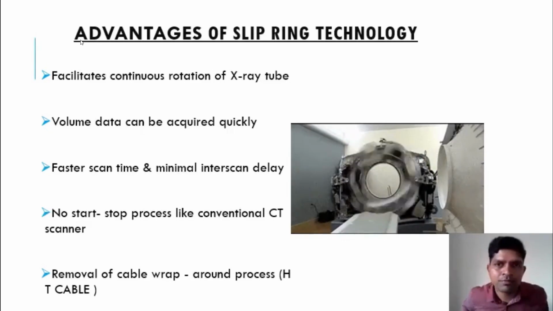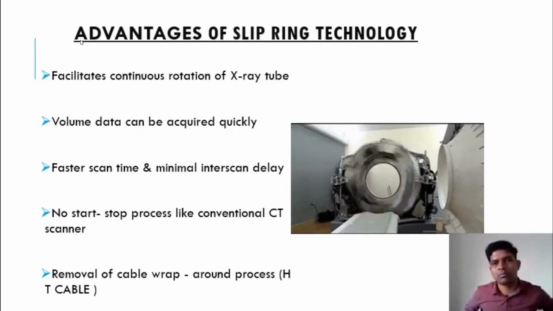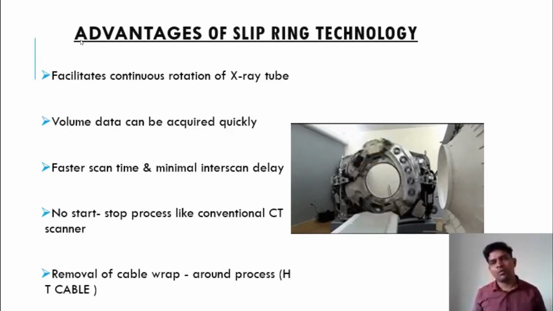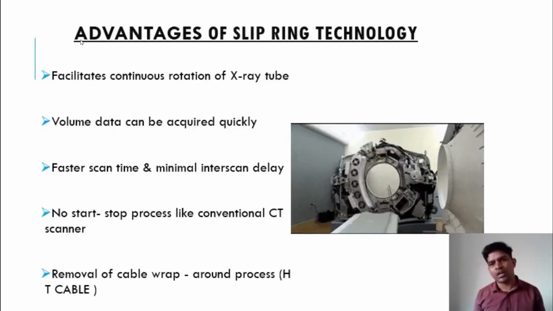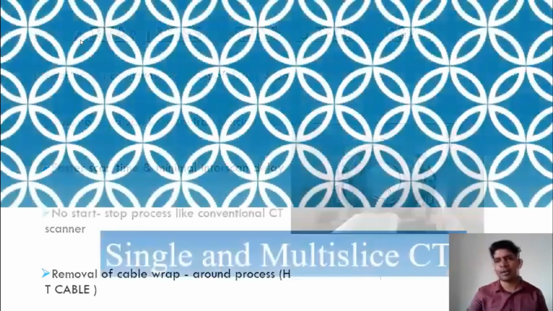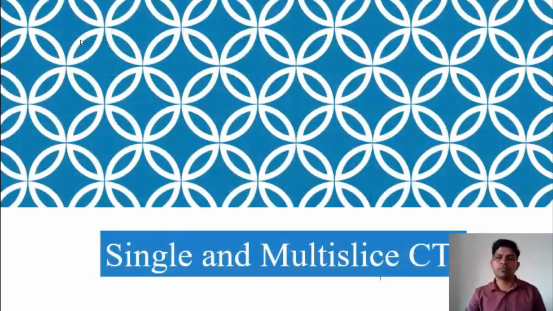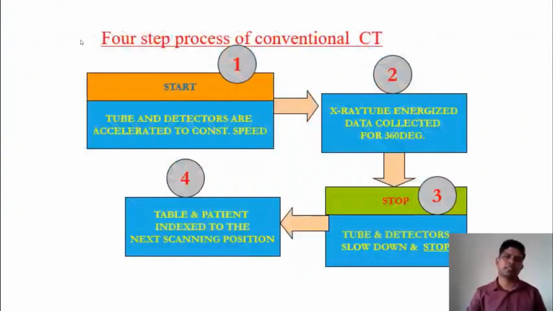So what is the benefit? I told you already: it facilitates continuous rotation of the X-ray tube, volume data can be acquired quickly, scan time is faster, and no start-stop process is required. All the cable is reduced due to this slip ring. Next we'll go to the different multi-slice CT.